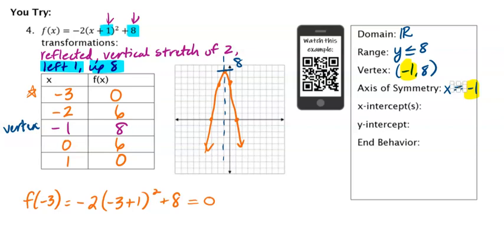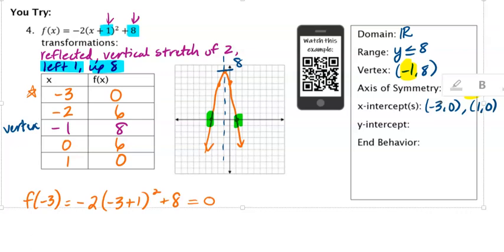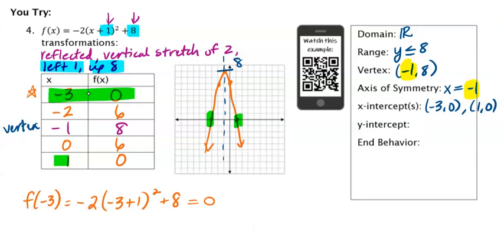X-intercepts are where the graph crosses the x-axis. So I see 2 of them. I see one right here and one right here. And when we're asked for the intercepts, they want the ordered pairs. So I have an x-intercept at -3, 0, and at 1, 0. And you can actually see those values on our table. Anytime that you have a 0 as your y value, that's an x-intercept. So these are our two x-intercepts.